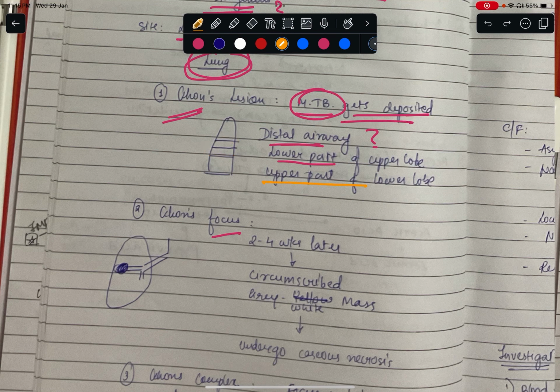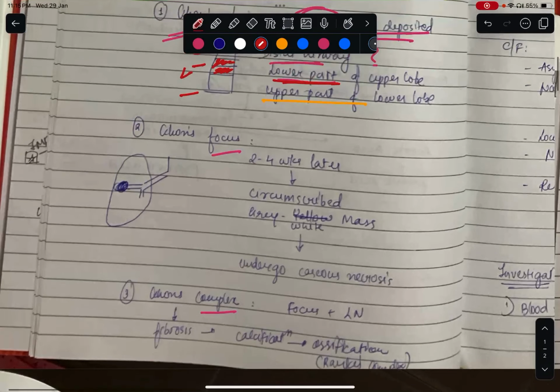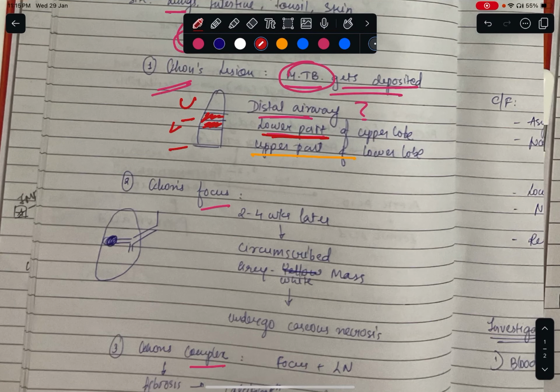Let me change the color. This much is affected: the lower part of the upper lobe and the upper part of the lower lobe. Then what was it? It was just that MTB was deposited in the distal areas.